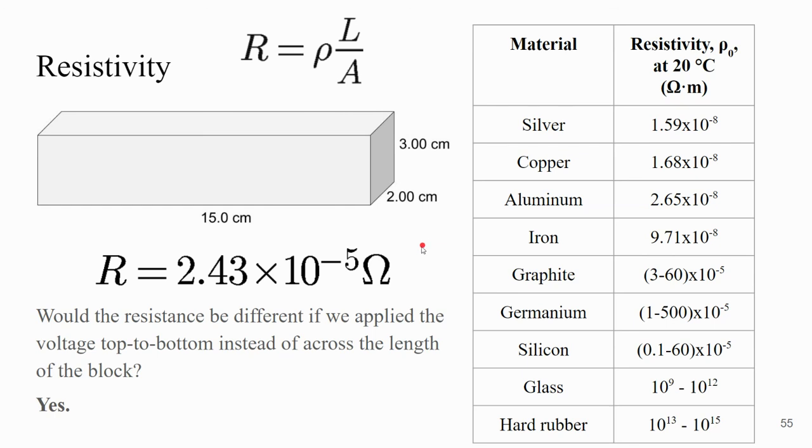So, yeah, when you're talking about the resistance of a thing, you do need to know the physical dimensions of it, but you also need to know which way you're going to apply the voltage. Because if you apply the voltage differently through different sides, you get a different answer.